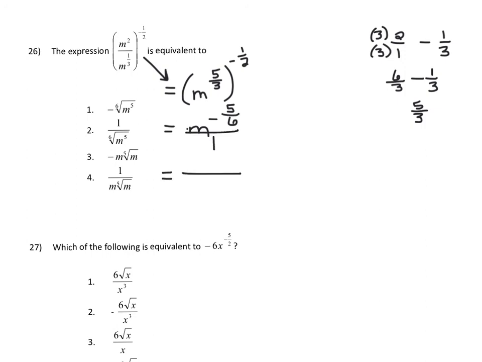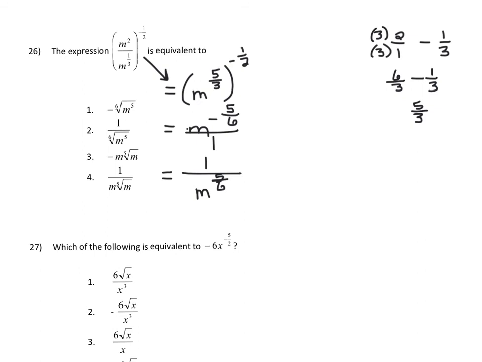And we know that if we take this term and move it from the numerator down to the denominator, the exponent changes its sign, right? It goes from a negative exponent to a positive exponent. So now in the denominator, we have m to the positive 5/6. And we have to put a 1 in the numerator as a placeholder.